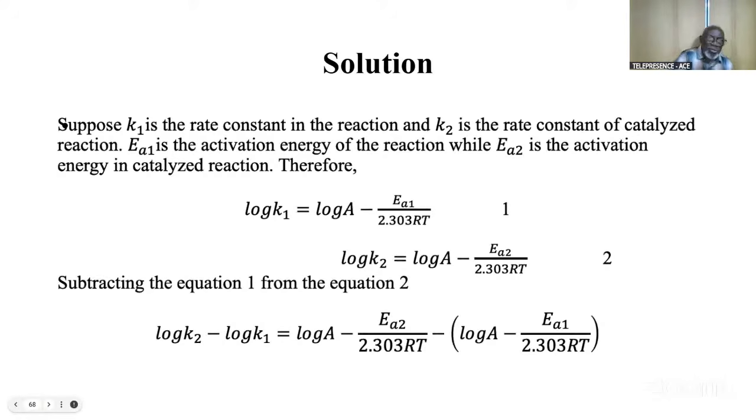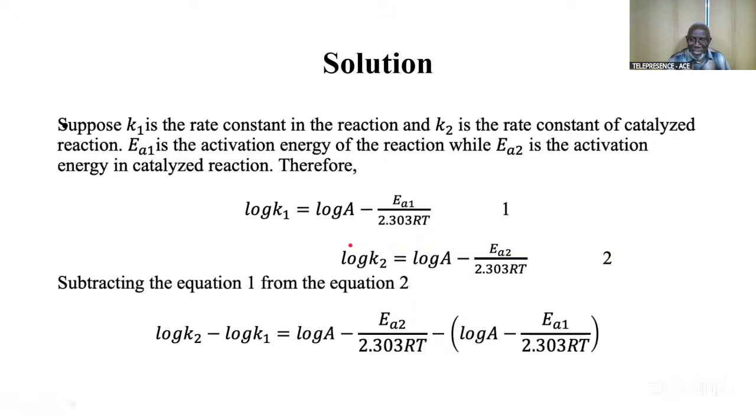Now, look at the solution. Suppose K1 is the rate constant of the reaction, and K2 is the rate constant of the catalyzed reaction. Ea1 is the activation energy, while Ea2 is the activation energy in the catalyzed reaction. So we can write the two equations. For when it's not catalyzed, the first equation is this. When it's catalyzed, the second equation is this.